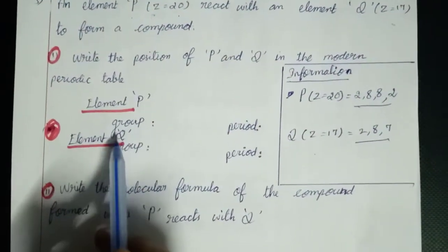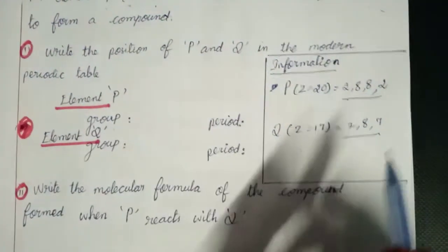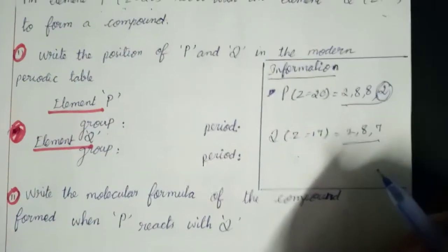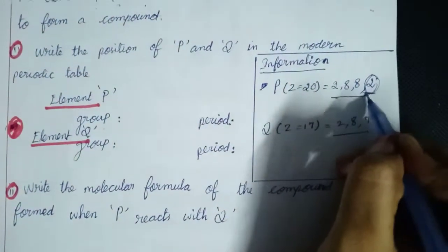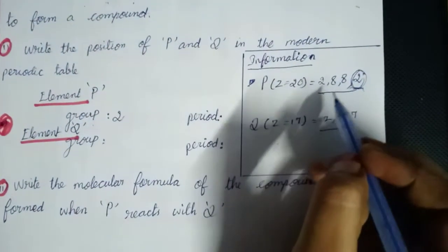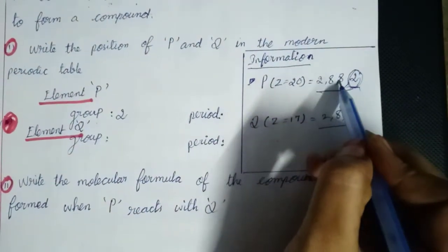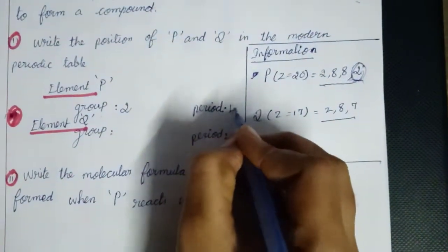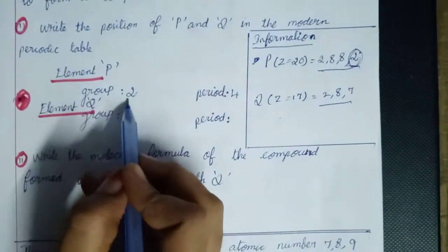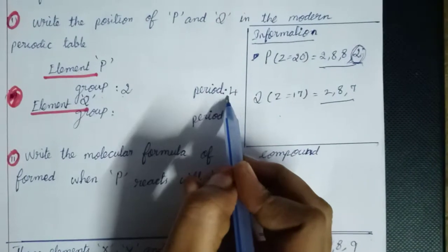First element P, which group does it belong to? The outermost shell has 2 electrons. So it belongs to which group? Group 2. And it contains number of shells 1, 2, 3, 4. So element P is present in group 2 and period 4.